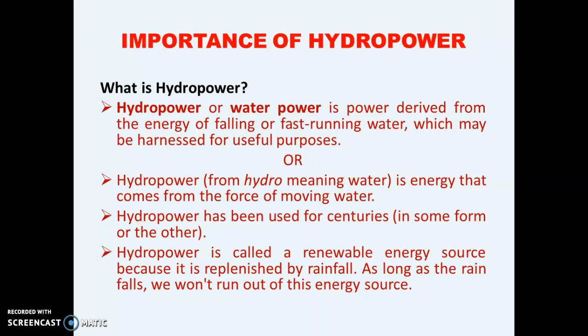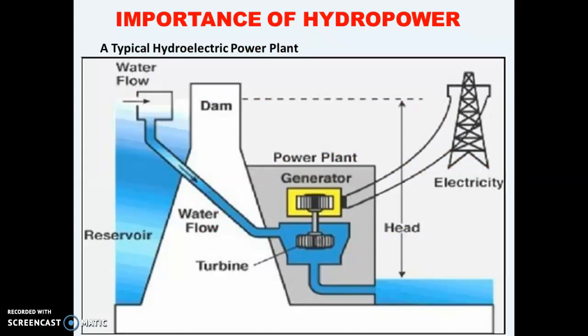Now the power of water has been used for many centuries, and it is also renewable energy because water can always be replenished by rainfall. As long as the rain falls, we won't run out of this energy source. Now why are we studying hydropower first? We'll see the hydroelectric power plant. In that hydroelectric power plant, the main assembly or the main component which is used to produce electricity is nothing but the turbine.